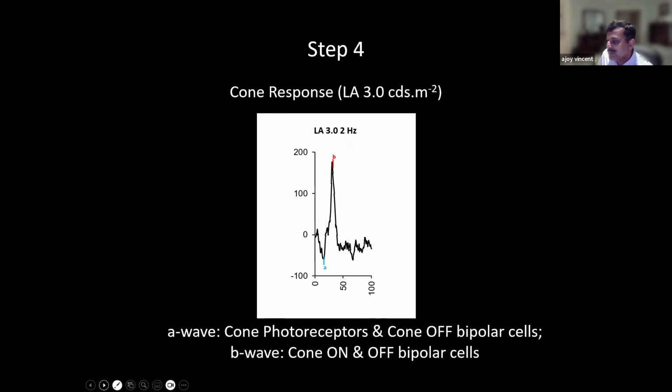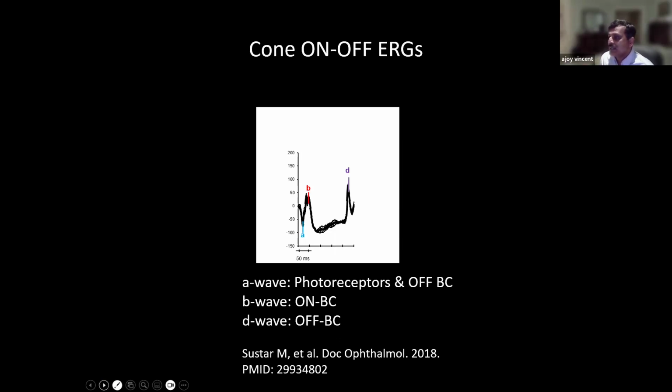Now, in a very simplified way, you can differentiate or explain the on and off bipolar cells. On bipolar cells in the cones are cells that are depolarized, or turned on, when the light is turned on, whereas the off bipolar cells are cells that are turned on when the light is turned off. There are additional testing protocols you can use to separate the cone on and off bipolar cells. So what is this?